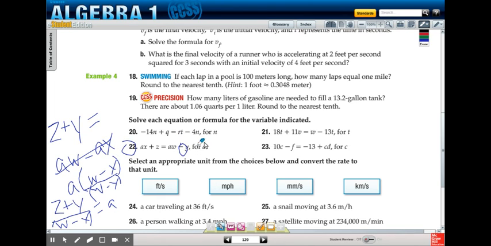The other ones aren't bad, because like this one, you're solving for N. And you have to get all your N's on one side, but then you're just going to divide by a number. That shouldn't be too bad.